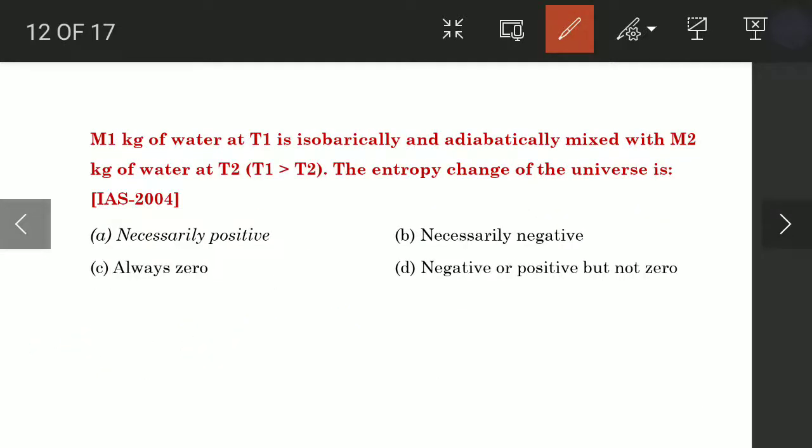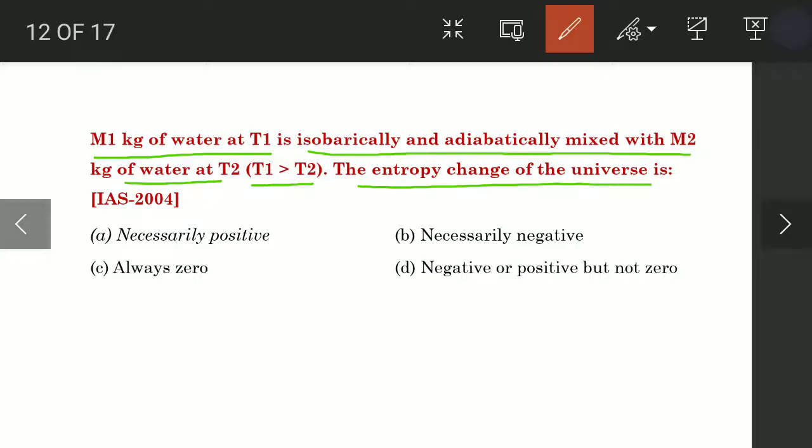Next question. M1 kg of water at T1 is isobarically and adiabatically mixed with M2 kg of water at T2, but T1 is greater than T2. The entropy change of the universe is? So this is a mixing process. Mixing is an irreversible process, and for an irreversible process, change in entropy of the universe is greater than 0. So for this case, it should necessarily be positive. So the first option is correct, the remaining three are not correct.